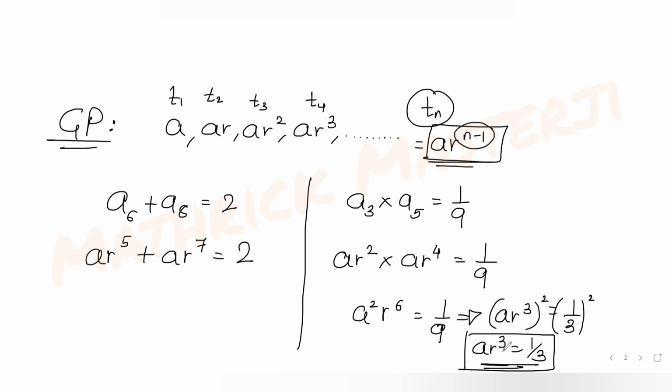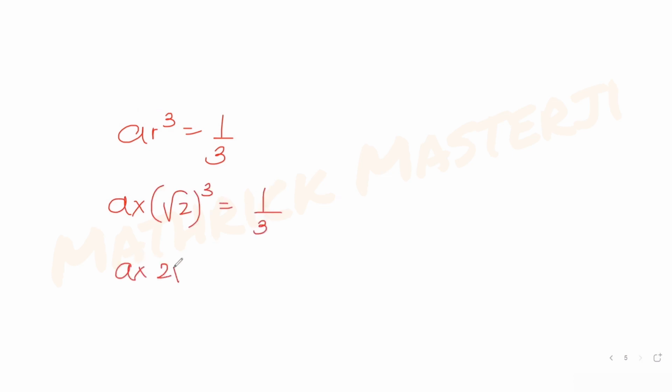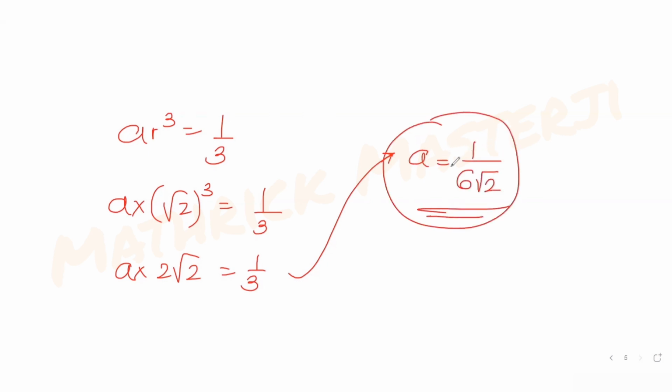Now once I have the common ratio as root 2, I already have the formula that says a r cube is 1 by 3. So when a r cube is given to me as 1 by 3, I get a into root 2 cube is equal to 1 by 3. That gives me a into 2 root 2 is equal to 1 by 3. And further, if I solve this expression to get the value of a, I get a as 1 over 6 root 2.